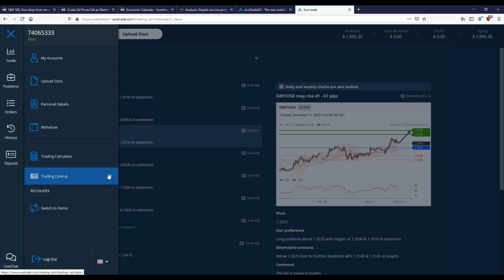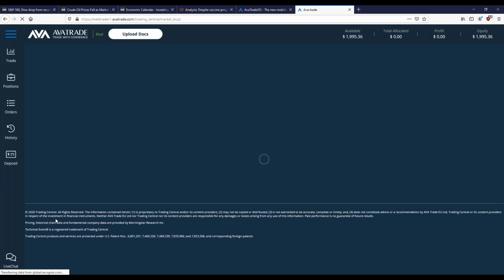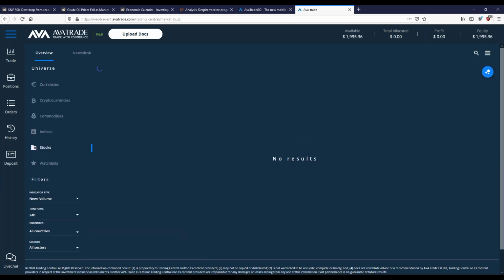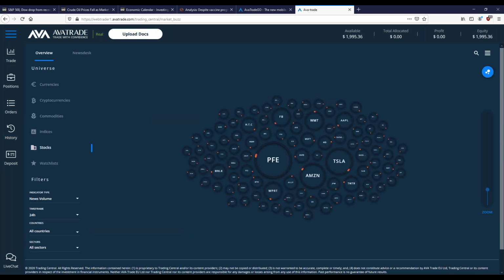This is a premium service. Usually Trading Central costs money. On all of our live accounts, we think it's important to provide these services to our clients for free. We can also look at fundamental news through that feature, through Trading Central. It brings up this pictogram.